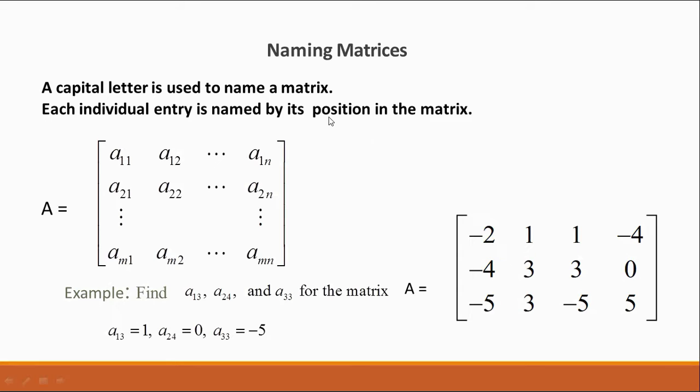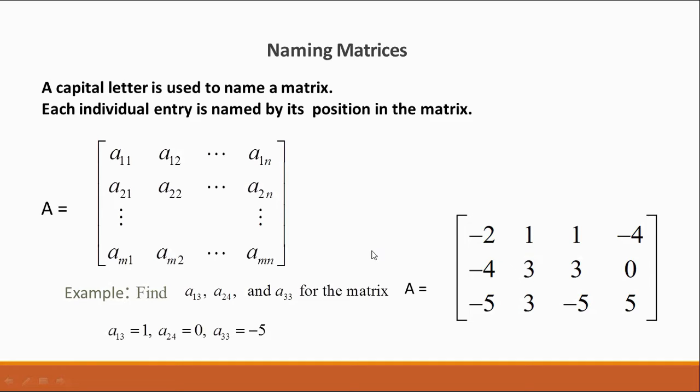Now naming a matrix. A capital letter is used to name a matrix. Each individual entry is named by its position in the matrix. Dear student, you can present the matrix by a capital letter, and each individual entry is named by its position in the matrix. For example, A11, A12 up to A1n. These positions show that A11 means this element lies in the first row and first column. A12 means the element of first row and second column. So A22 means this is the element of second row and second column.